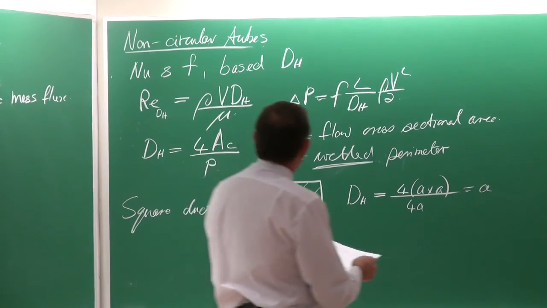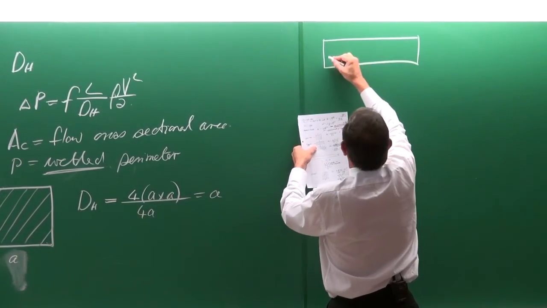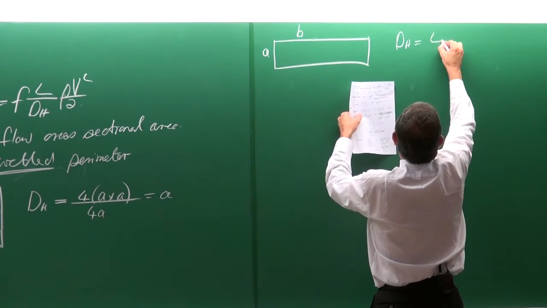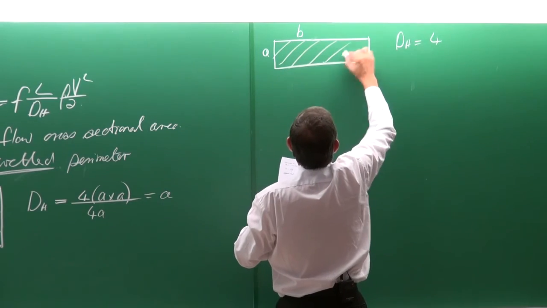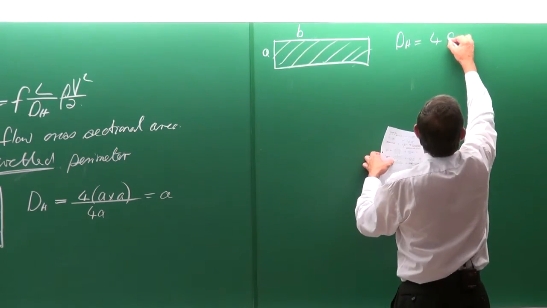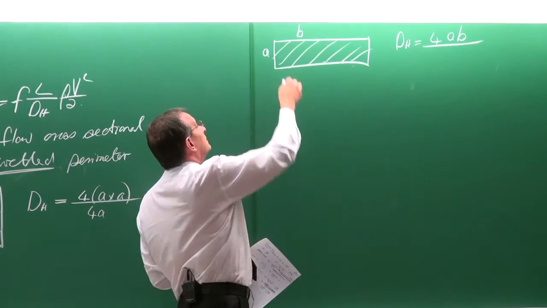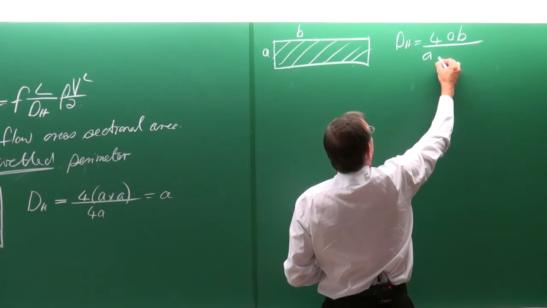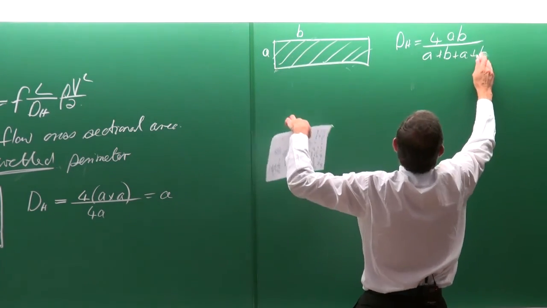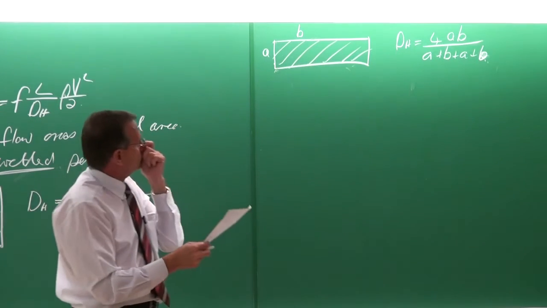Okay. Let's do it for a rectangular duct, like that. A and B. The hydraulic diameter is 4 times, that's the flow through there, 4 times the cross-sectional area. The cross-sectional area is A multiplied by B. Okay. What does it wet? It wets that leg there, that one plus B plus A plus B. Okay?